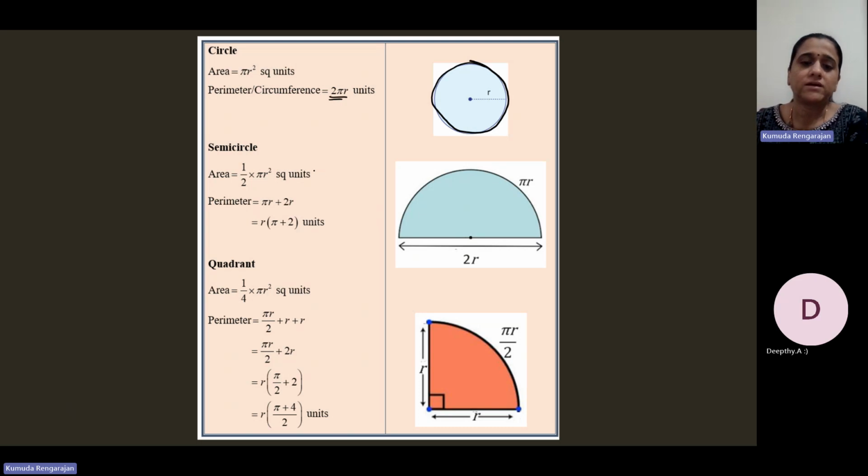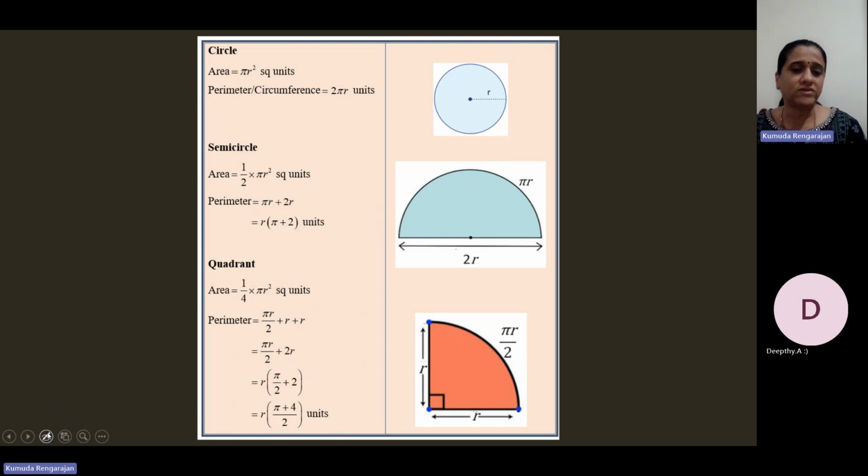And a semicircle is half of a circle, right? So the area of a semicircle will be half the area of a circle. Half of a circle is a semicircle. So the area of a semicircle will be half into pi r square, correct? But what about the perimeter of a semicircle? Now, this is how a semicircle looks.